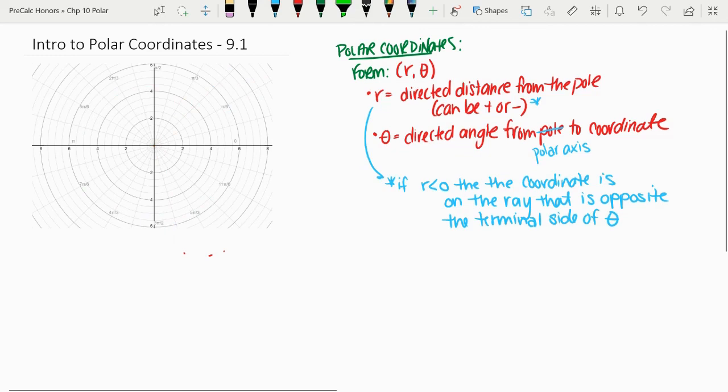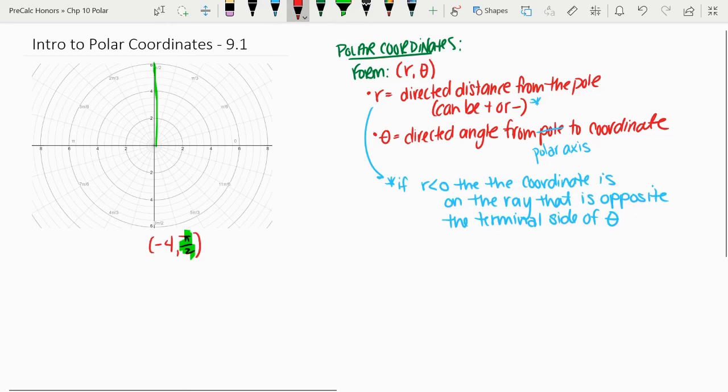So let's say, for example, I wanted to graph the point (negative 4, pi over 2). A couple ways we could graph it. I actually like to do the angle first, but you could do the radius first. I usually like to go with the angle. So pi over 2 is up here.